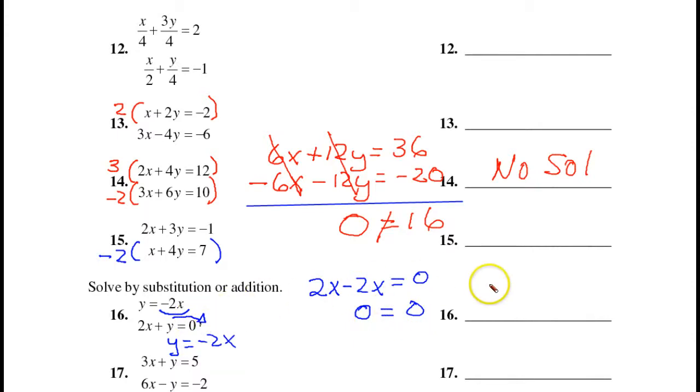And what would your answer be? Well, for this one, it would be x comma y is such that y equals a -2x. You could have put that one, or you could have put this one. That's how that works.